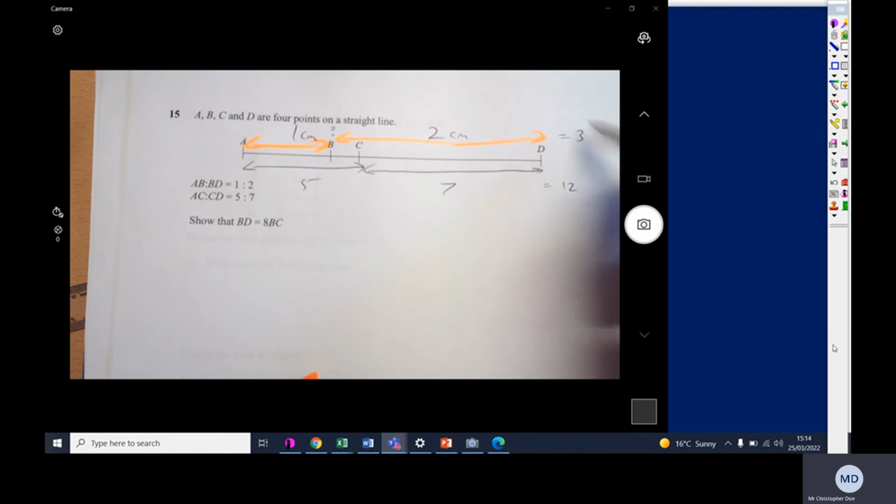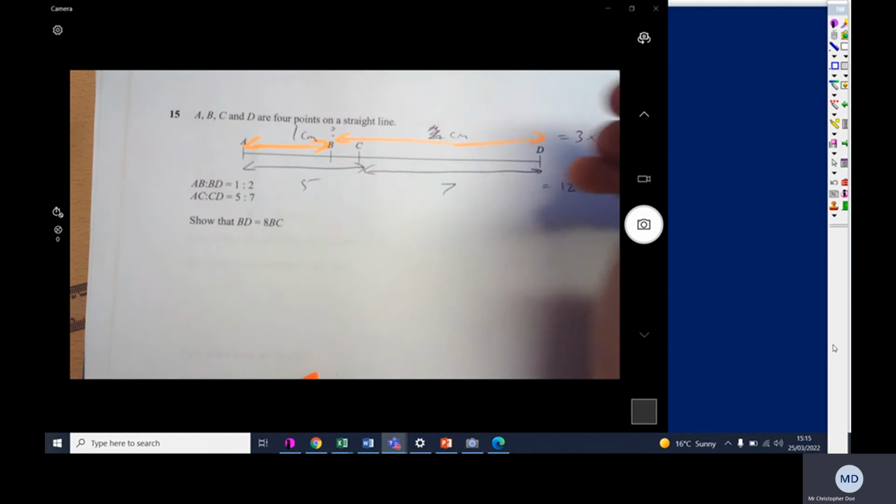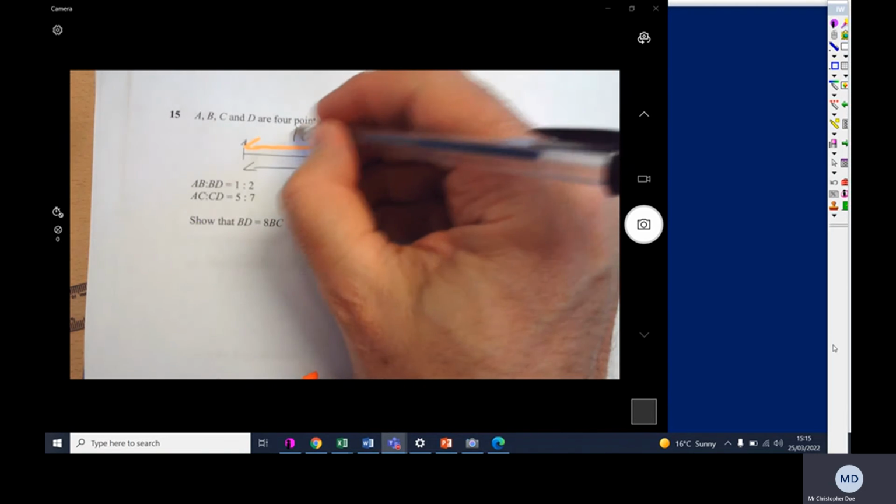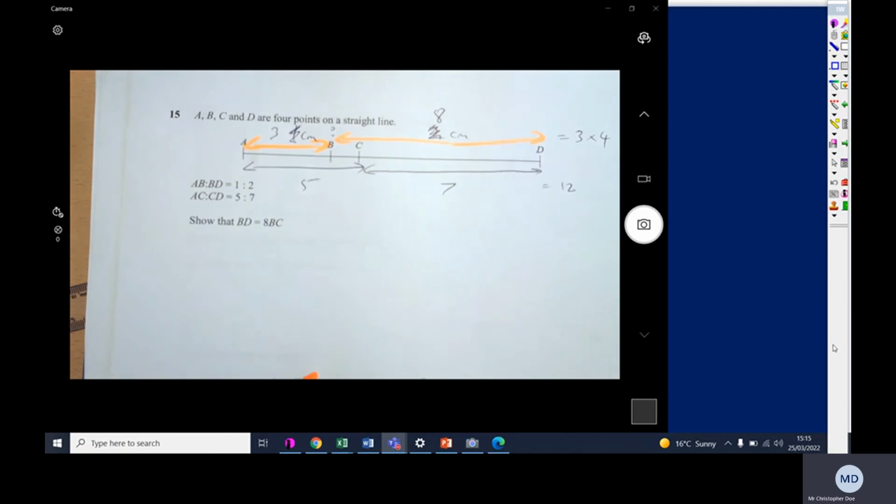So we want to make them the same. 3 goes into 12, so I'm just going to times the top ones by 4. So I'm going to make that, instead of 2, I'm going to make that 8, and in this one here, instead of 1, I'm going to make that 3. So that's going to be your first mark.